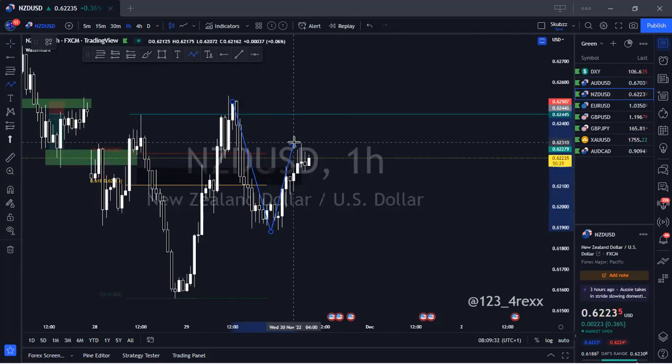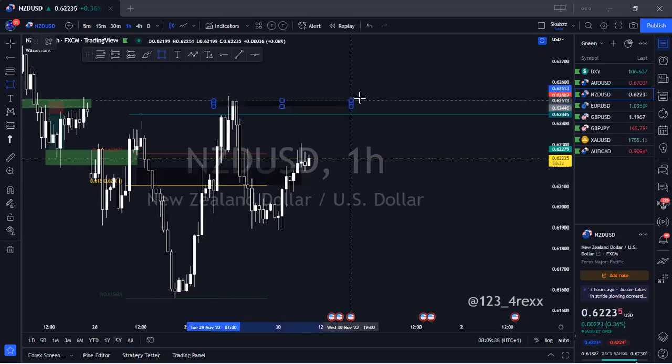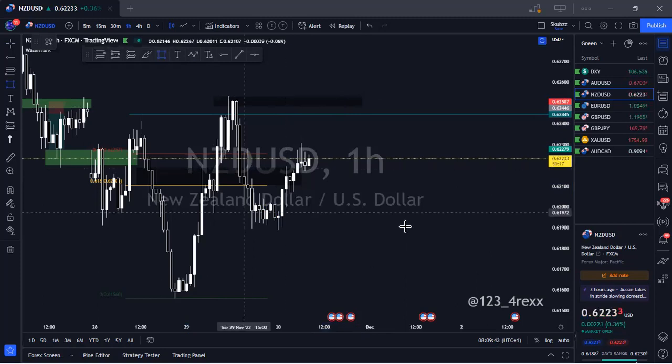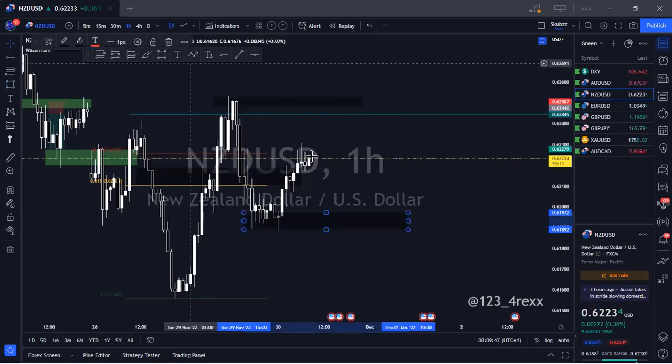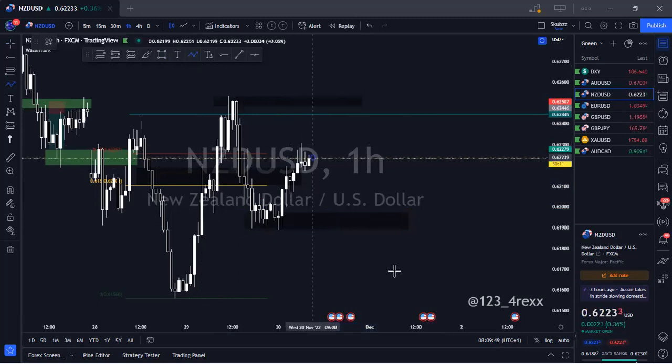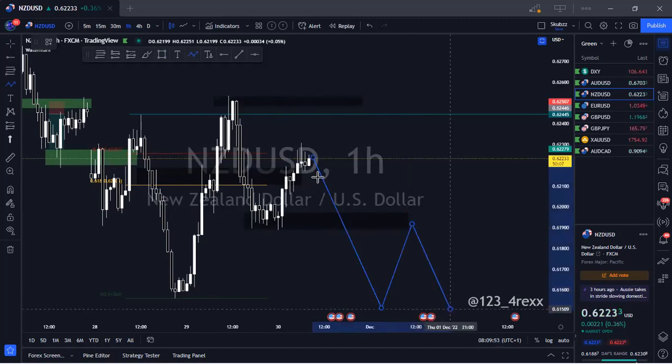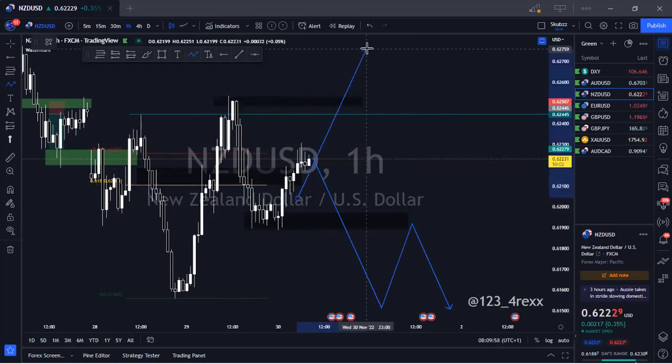Now, two things. What are the two things? First, can we see a break of structure above, or will we be able to see a break of structure down here? If it's a break of structure below, it's going to be more like a shift in market structure. It's going to be something like this, and then we'll be looking for a retest. And if we get a break above, it's basically the continuation of the uptrend. So that's basically what we're going to be looking at today. That's what I have on NZD USD.